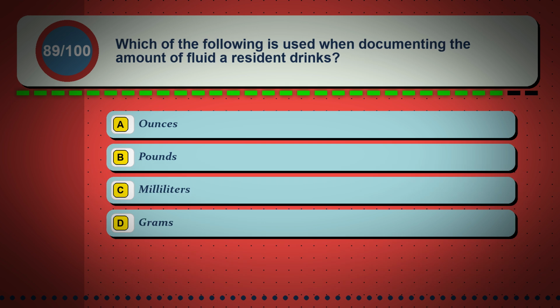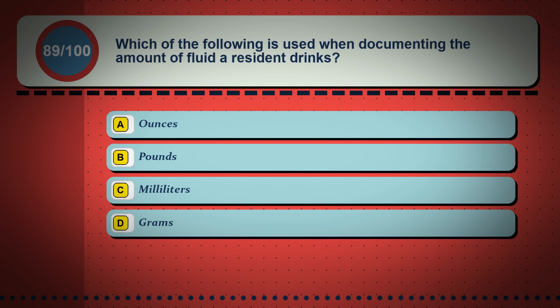Question 89. Which of the following is used when documenting the amount of fluid a resident drinks? Option A. Ounces. Option B. Pounds. Option C. Milliliters. Option D. Grams.